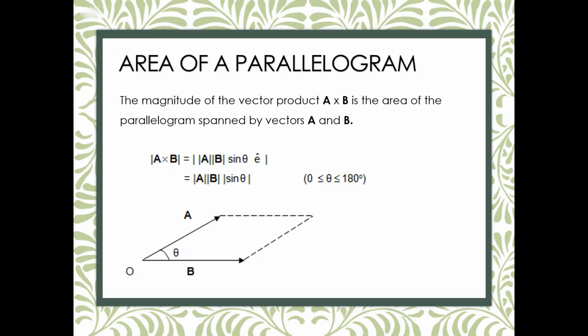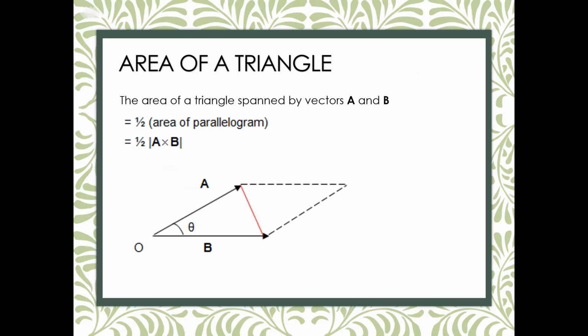The magnitude of the vector product A cross B is referred to the area of the parallelogram spanned by the two vectors A and B. The area of the parallelogram is defined by magnitude A multiplied with magnitude B multiplied with sine theta. As for the area of the triangle spanned by the same vectors A and B, the area is defined as half of the area of the parallelogram, which is equal to 1 over 2 of the magnitude of A cross B. Take note that the answer for the area must be a positive value and in unit square.